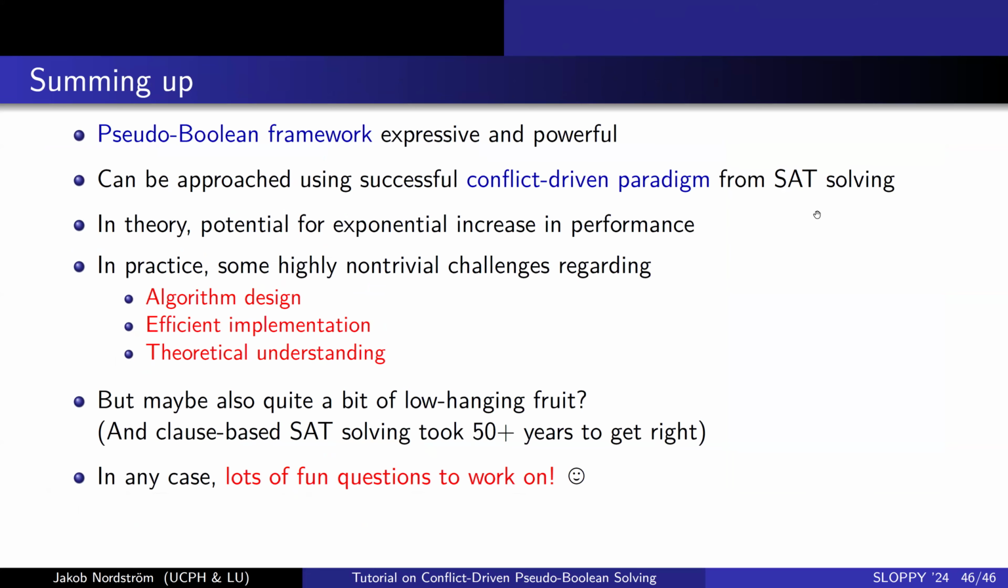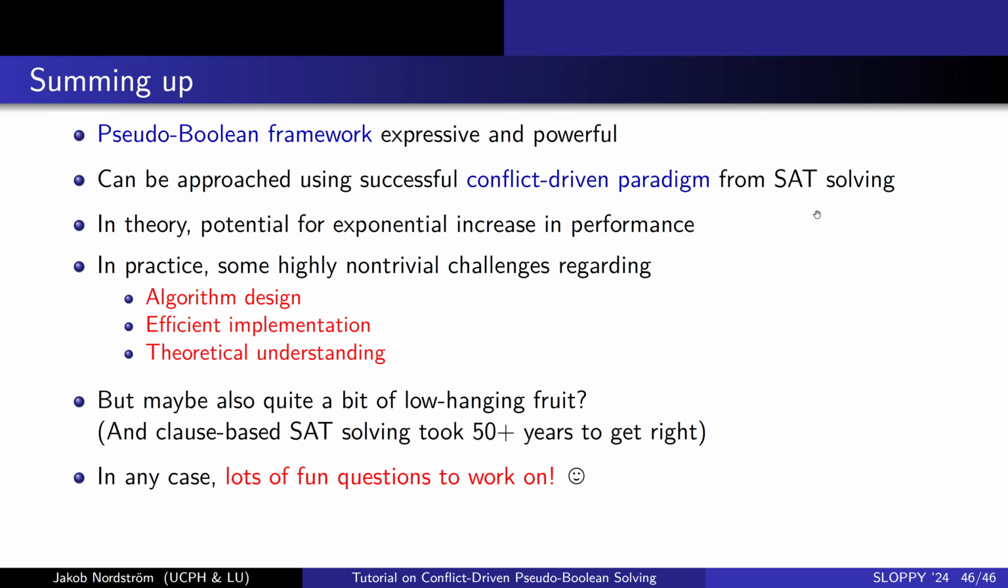So it's time to wrap up this second tutorial. The pseudo-Boolean framework is expressive, but it's close enough to SAT that you can do a conflict-driven algorithm. In theory, this should be exponentially more powerful. In practice, maybe not so much yet. It's hard to design algorithms. There are implementation challenges. We also don't understand the theory very well.